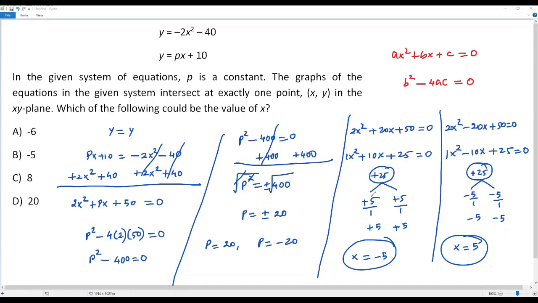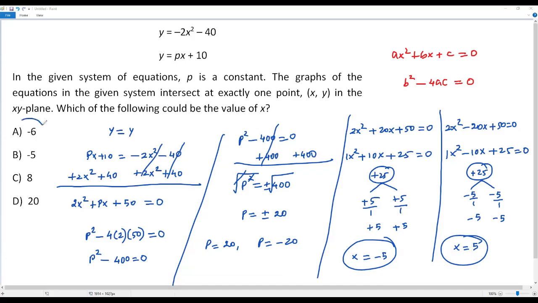And the question says the graphs of the equations in the given system intersect at exactly one point. So we can have only one value for x. So can we consider both the values of x? No, we cannot. We can consider only one of the values of x because we got two different values for p equals 20 and p equals negative 20. So that's why we got two different values of x. Only one of them is possible.